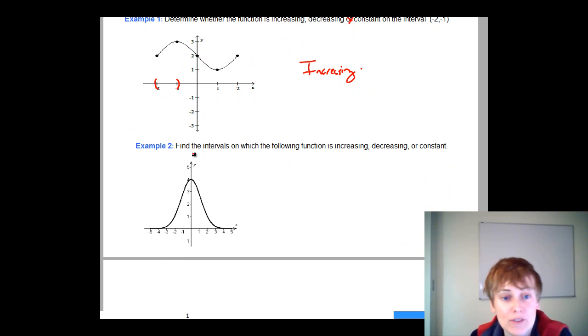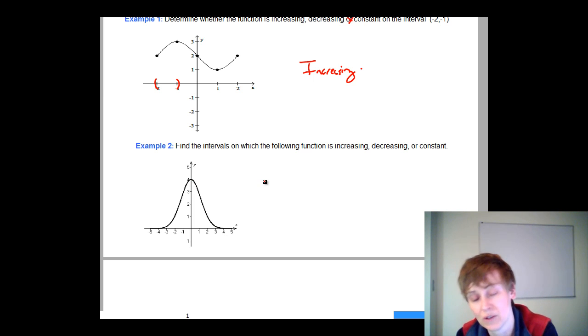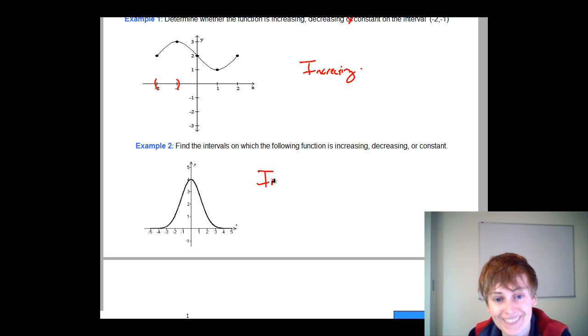Next problem. Find the intervals on which the following function is increasing, decreasing, or constant. So we've got to look at this whole graph and see, okay, is it ever increasing and is it ever decreasing? Is there an interval where it stays constant? Well, let's take a look. If you notice to the left of x equals 0, the function's going up, so it's increasing. And then as x goes beyond 0, it's decreasing.